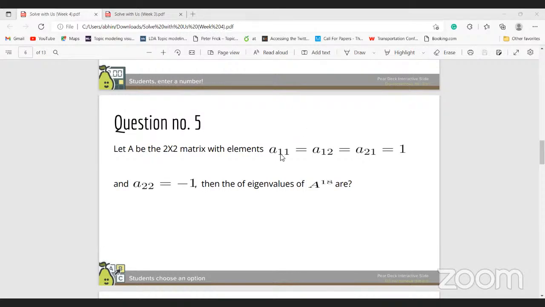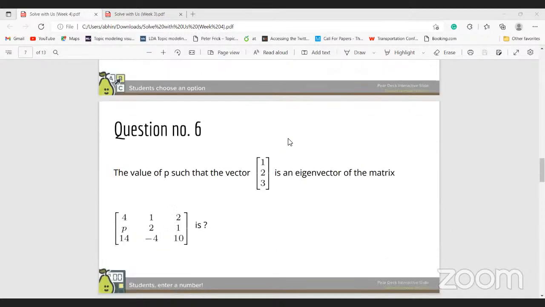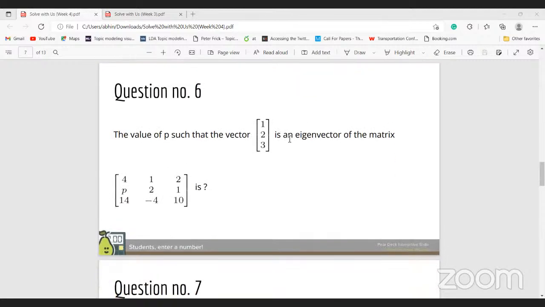Chalo, so let's move to the next question if we are having no doubt in this. Solve it. I'll give you maybe 3 minutes to solve it. 4 minutes. 3:37 will come.